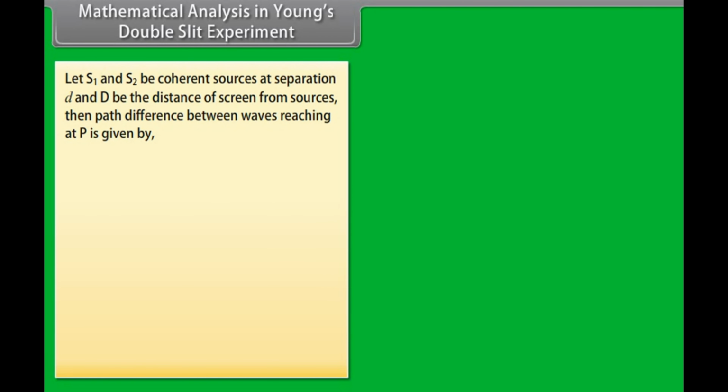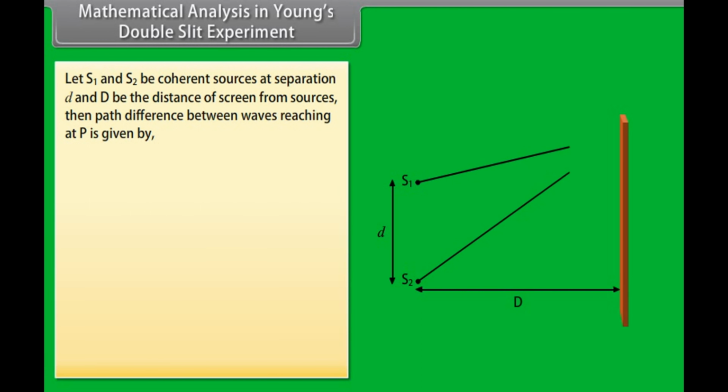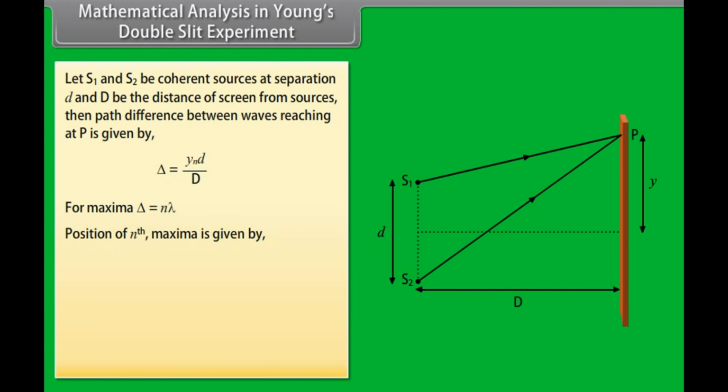Mathematical analysis in Young's double-slit experiment. Let S1 and S2 be coherent sources at separation d and capital D be the distance of screen from sources, then path difference between waves reaching at P is given by the product of yn and d divided by capital D. For maxima, delta is equal to n lambda, and the position of nth maxima is given by n capital D lambda upon small d. Position of nth minima is given by (n minus 1 upon 2) into capital D lambda upon small d.